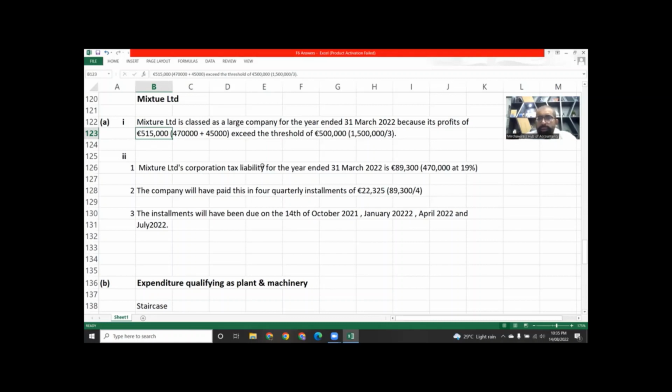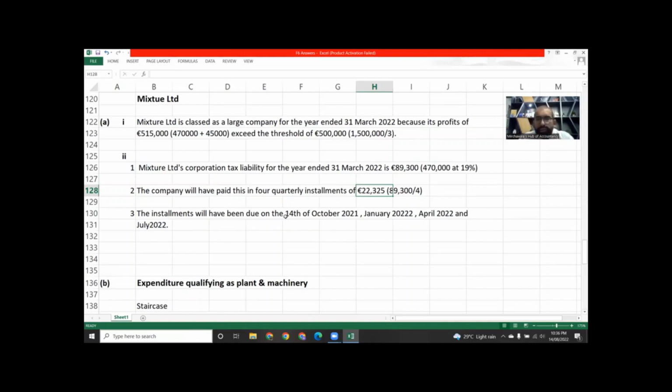Now, how to calculate corporation tax liability? It is always calculated as TTP times 19%. TTP is 470,000 times 19%, which is 89,300. As this company is a large company this year as well as last year, there is no exemption. So the company will have to pay in 4 quarterly installments. You calculated this installment yourself.